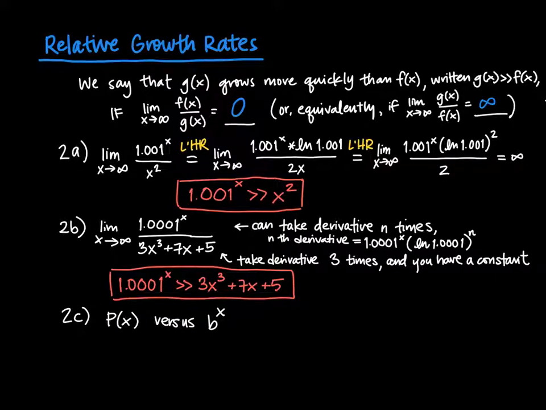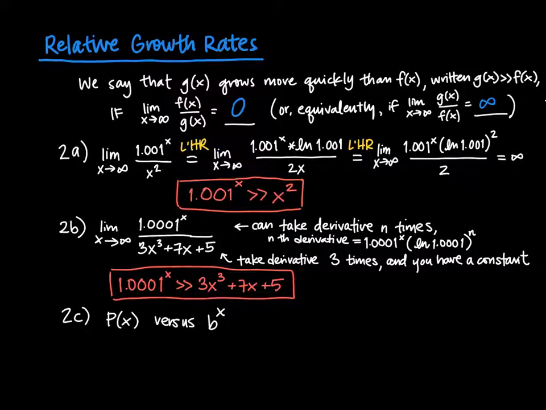You may want to say right away from your experiences with 2a and 2b that exponential functions, hands down, are always going to grow faster than polynomials. And that's almost true, but you have to be really, really careful about the base of that exponential function. It's not enough for the base to just be positive. What if the base were less than 1? What if b was equal to 0.9?